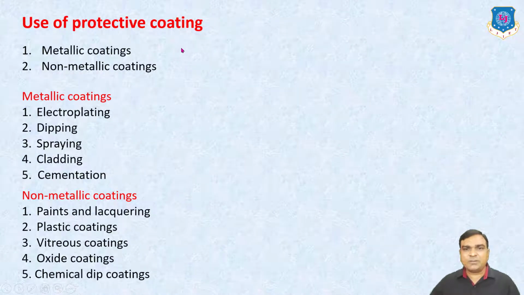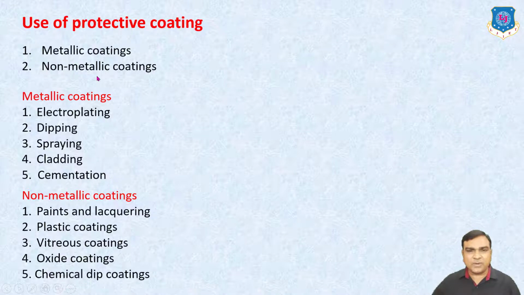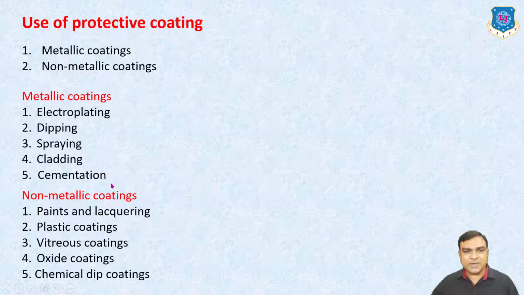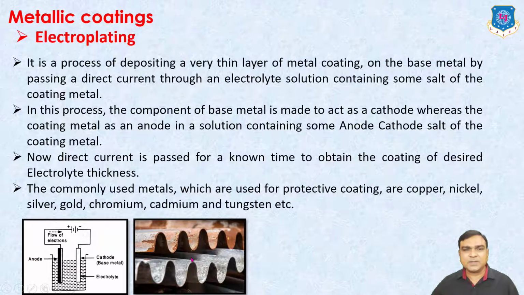Use of protective coatings. There are two types of coating: metallic coatings and non-metallic coatings. Metallic coatings: electroplating, dipping, spraying, cladding, and cementation. In non-metallic coatings, first are paints and lacquering, plastic coatings, vitreous coatings, oxide coatings, and chemical dip coatings. So let us see in detail.